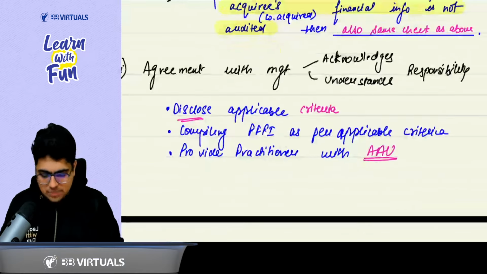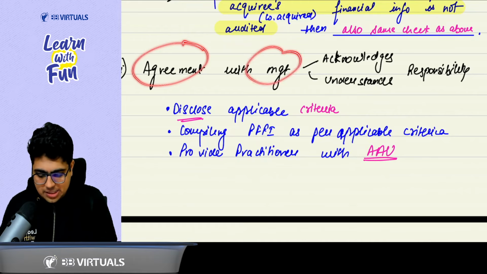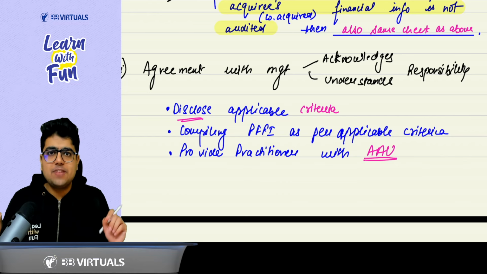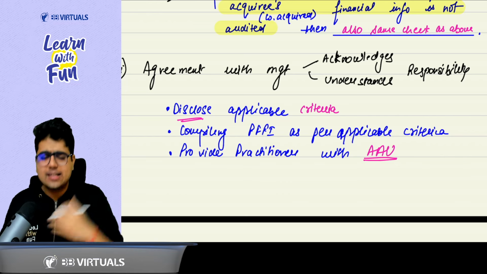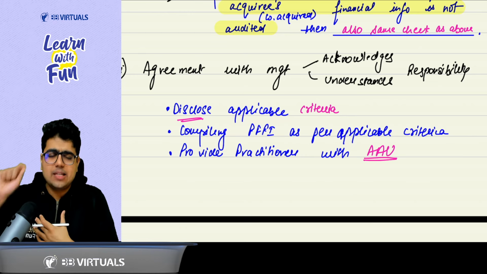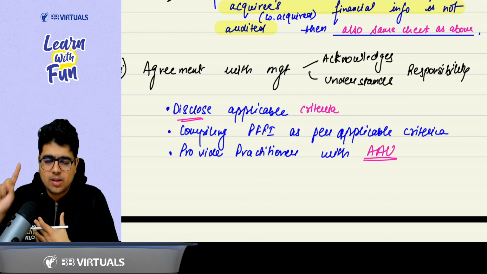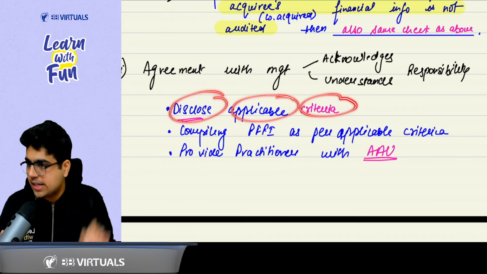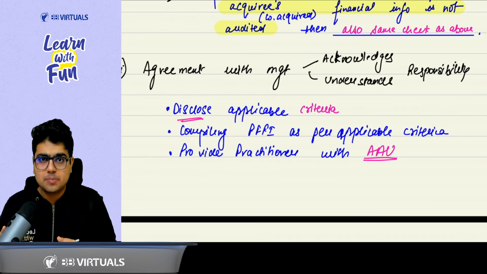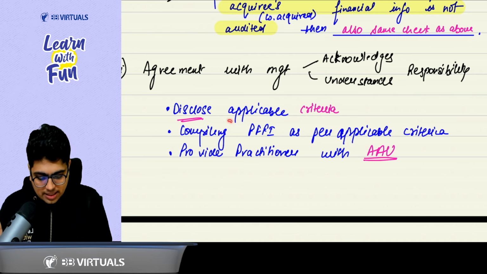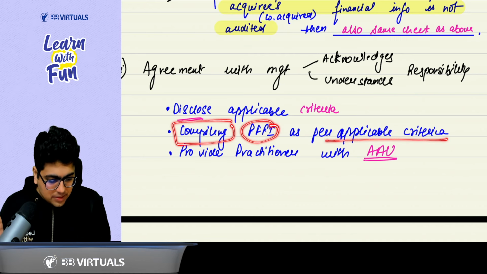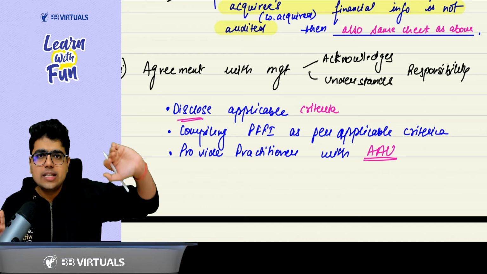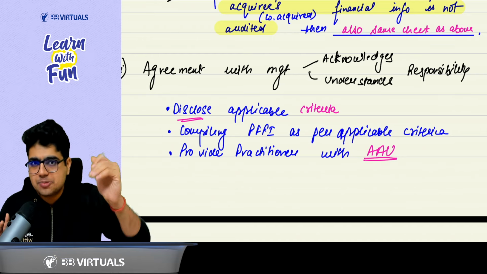Now comes the most important point, that is the agreement with the management. There is a question in the question bank on this. When you are doing the agreement with the management, it acknowledges and understands the responsibilities. What will be the responsibilities? First of all, the criteria is suitable. Disclose the applicable criteria that is being used by the responsible party. Second thing, compiling the PFFI as per that applicable criteria. Both these points are interconnected: disclosing the criteria, and compiling the PFFI as per that criteria.